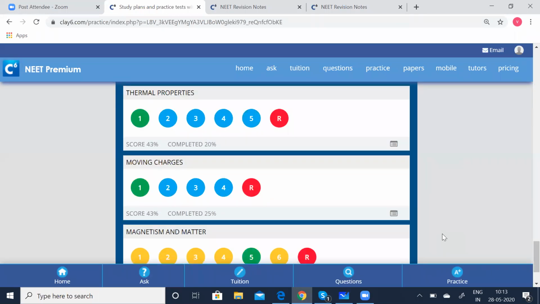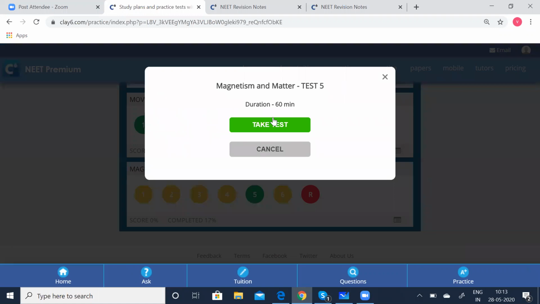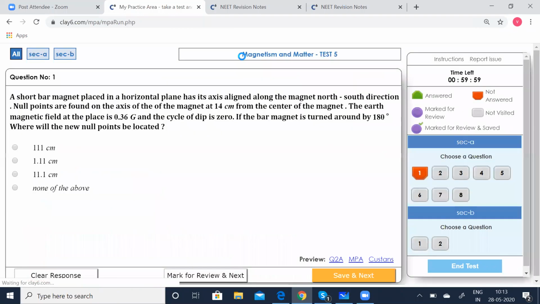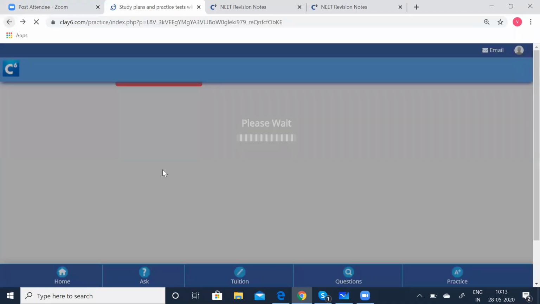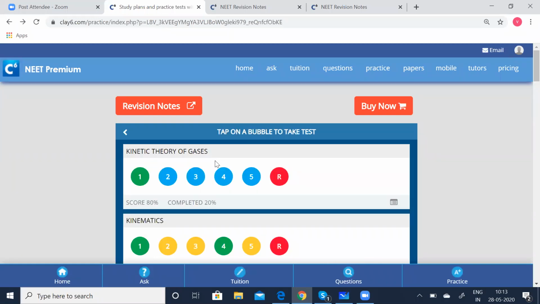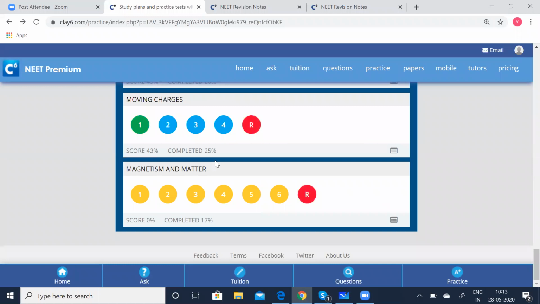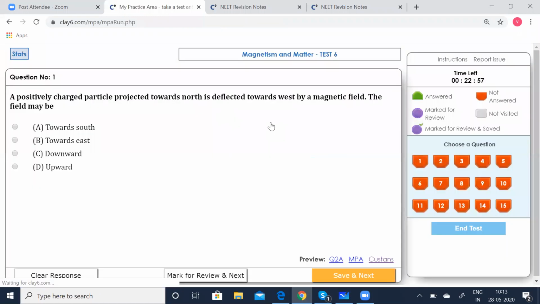Now let us go to magnetism and matter. I'm taking the test. It's an incomplete one, so let me do this again.